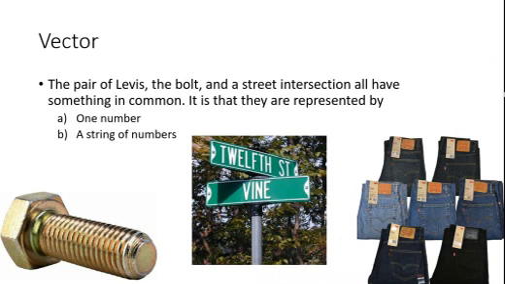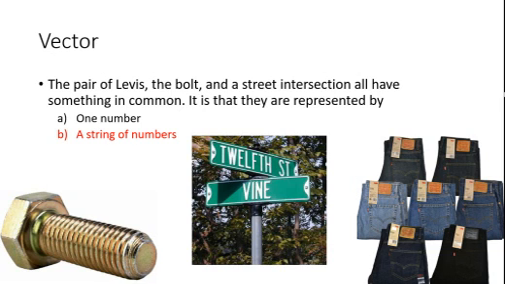Okay, your vector. If we have something with a vector, we have a pair of Levi's, a bolt, a street intersection. All these have something in common. Are they represented by a single number or a string of numbers? When we're thinking of a pair of Levi's, we're thinking of a pair of men's Levi's. And these are all represented by a string of numbers, or words.